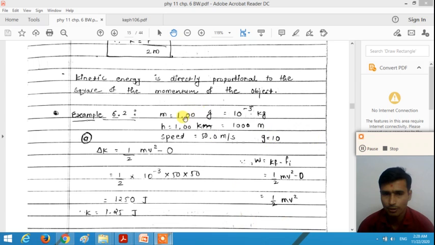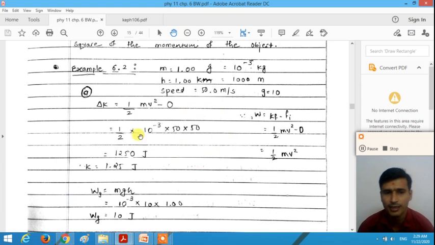Mass of the raindrop is given to you, 1 gram. We need to convert it into kilograms, 10 raised to minus 3 kilogram. Height from which the raindrop falls, 1 kilometer, is equal to 1000 meters. And the speed when the raindrop hits the ground is 50 meters per second. Take g equal to 10 meters per second squared. So we need to find the work done by the resistive force and the work done by the gravitational force.